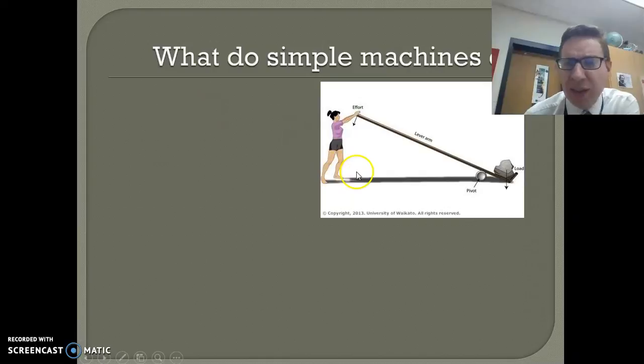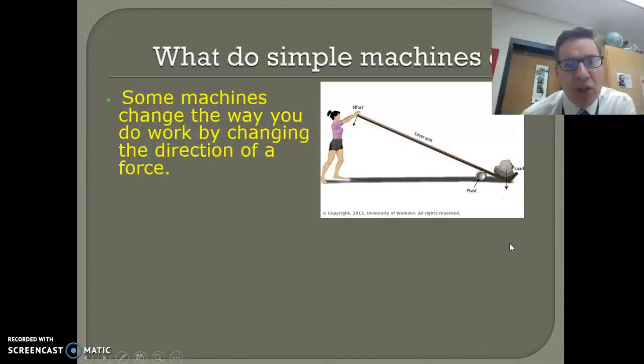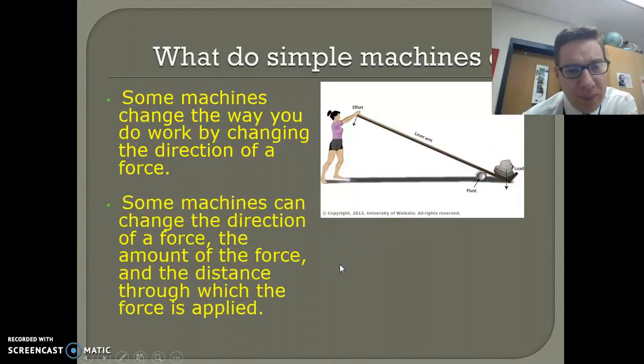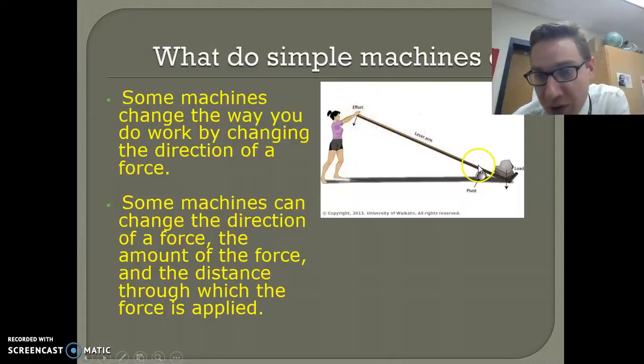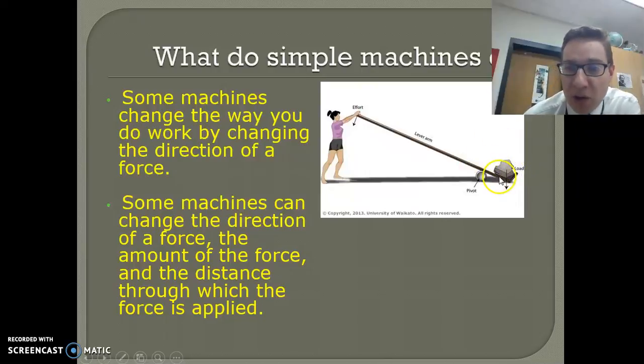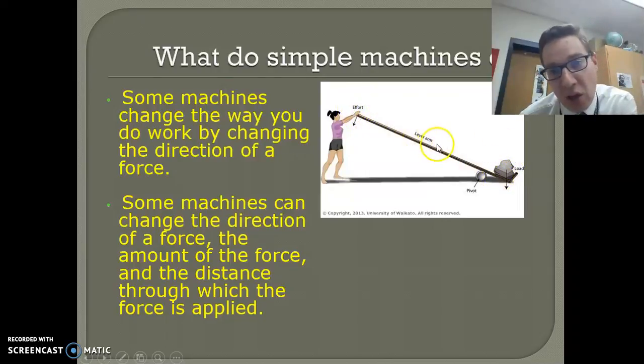And so here's a lady who's using a lever to lift the rock or the load up. Real quick, machines change the way you do work by changing the direction of the force. She's going to push down, and the rock or the load is going to go up. Some machines can change the direction of the force, some might change the amount of the force, and some might even change the distance through which the force is applied. For this example, she's pulling down. It's going to take less input force because the length of the lever arm is so long. So she can move this large rock with less force, but she has to have a nice long lever arm.